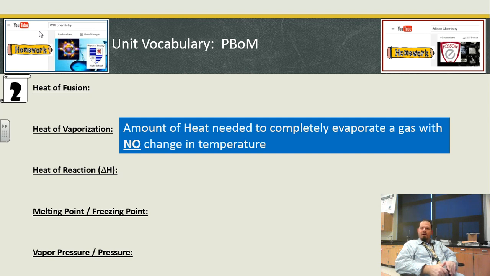And evaporate a gas is bad. It doesn't make sense. You're going to evaporate a liquid to a gas, is what that should say. So let's see if it says that on the vocab quiz. I do need to make that change because we don't evaporate a gas. We evaporate a liquid to a gas. Okay?